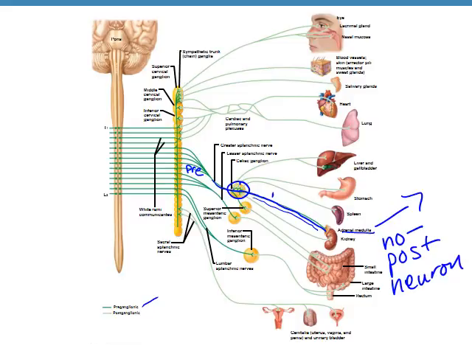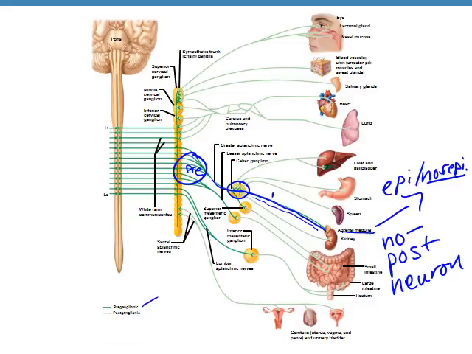Some people say the organ itself is the postganglionic neuron. If you remember from the other picture, we showed you a preganglionic neuron going into the medulla, and what comes out? Epinephrine and norepinephrine, right? So there is no postganglionic neuron going to the adrenal medulla.